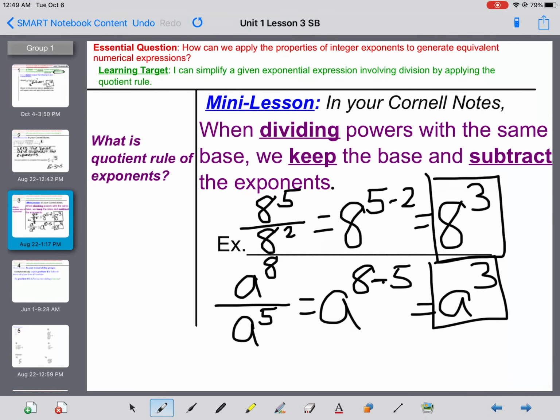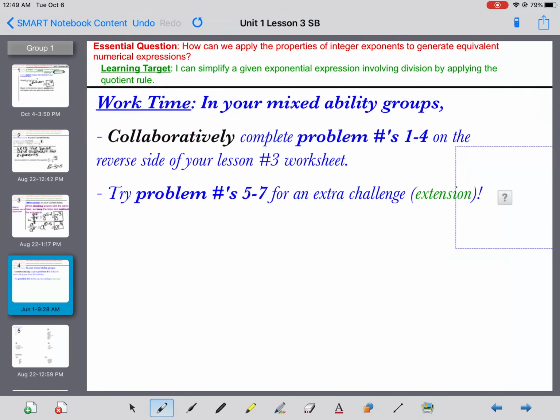Make sure we copy this down. You can pause the video at any point if you want to make sure that you have this copied down on your Cornell note.